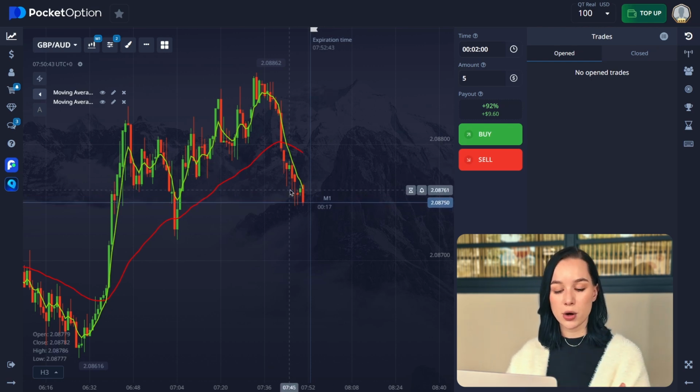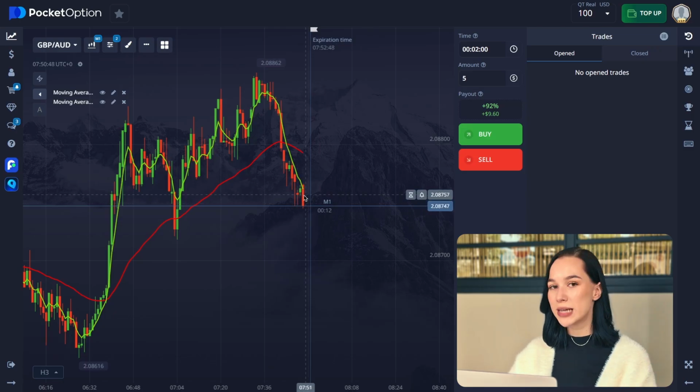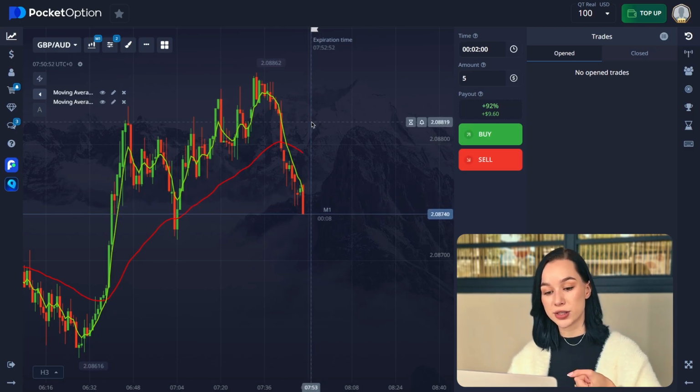So let's talk about how the bonus system works. For example, you deposit $100 and the broker gives you a plus $50 bonus. So the total balance is $150. After that you trade with the increased balance. So that's how you can increase your balance faster, right?